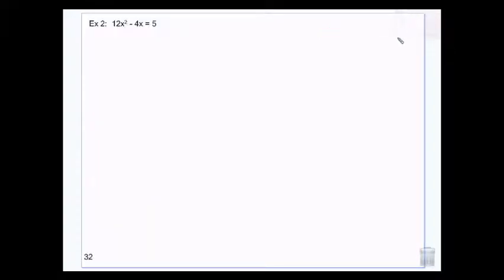Example. And we actually just factored this, but we need to set it equal to 0. So to do that, I'm going to move this 5 over, or I can subtract 5 from both sides, however you like to look at it. And that will give me 12x squared minus 4x minus 5 equals 0.